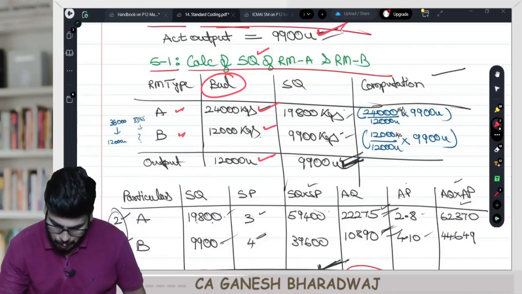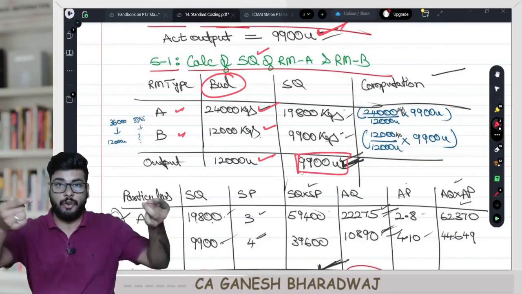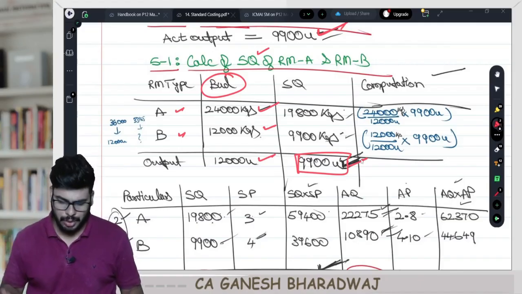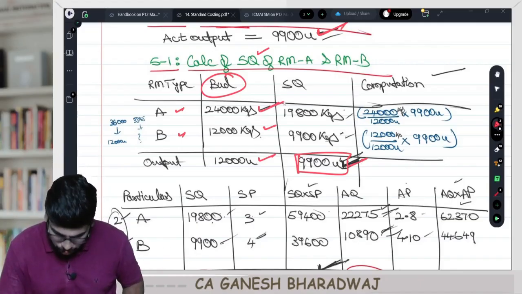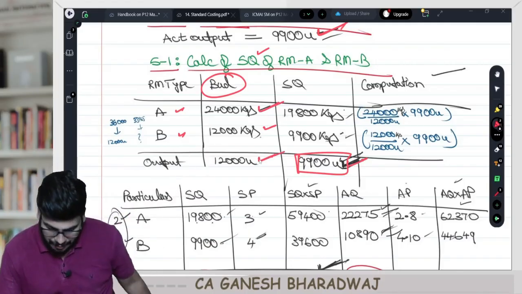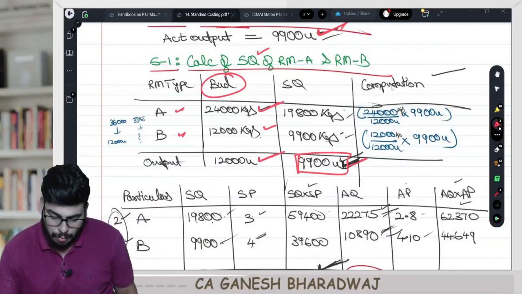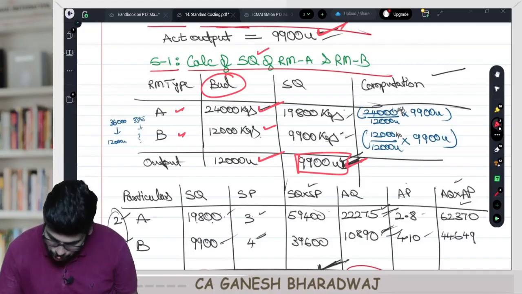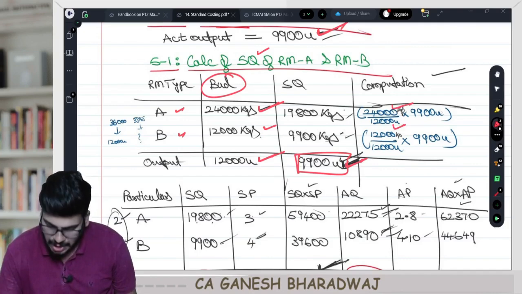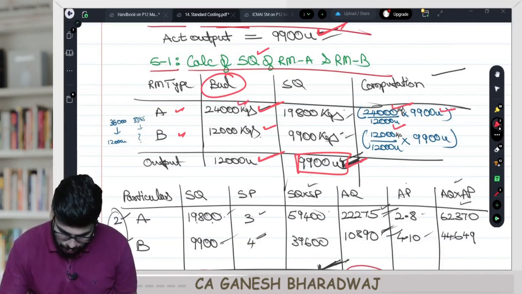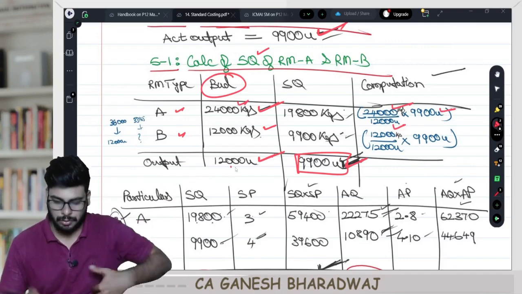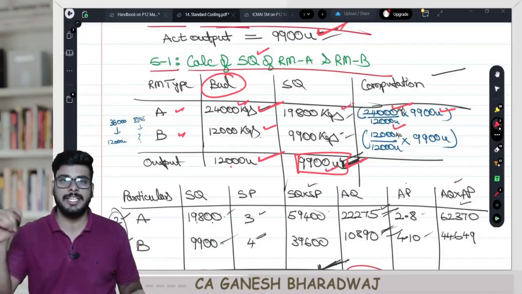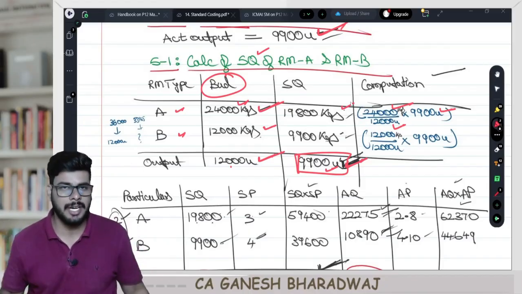So what is your actual output? 9,900. So for me to achieve 9,900 units of output, how many kgs of A and B should I have consumed? Very simple. If 24,000 kgs can be consumed to get an effective output of 12,000 units, how many kgs of A should I consume to get an effective output of 9,900? So it's 24,000 divided by 12,000 into 9,900. Proportionately, you will get 19,800. You should have consumed 19,800 kgs of A.